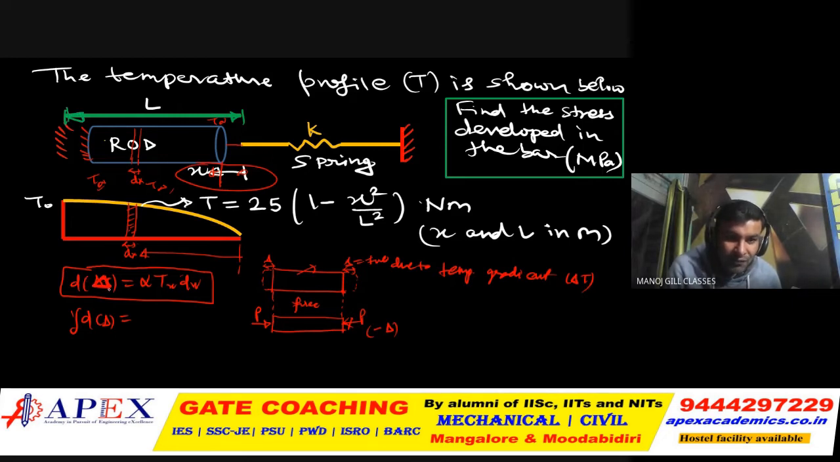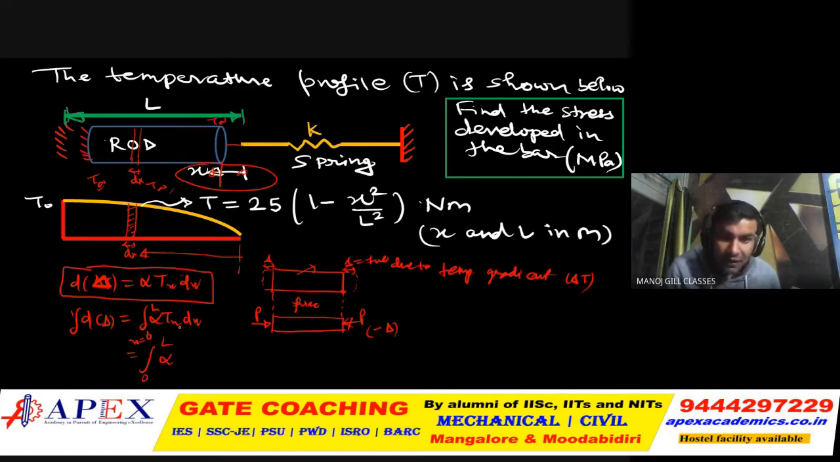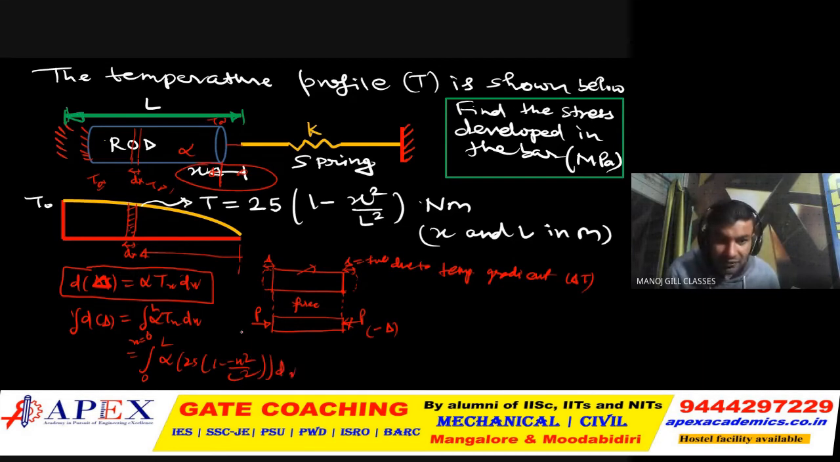So now integrate it: alpha T_x dx, from 0 to L, since the length is given. So the limit of x is from 0 to L. Now next step, you know what you need to do. Alpha is constant throughout the rod, and for T_x, put it there: 25 multiplied by (1 minus x squared by L squared) dx. So you will get delta total, my dear students.